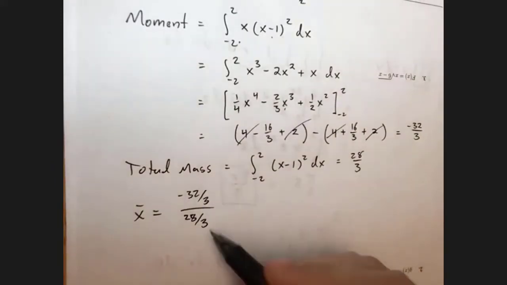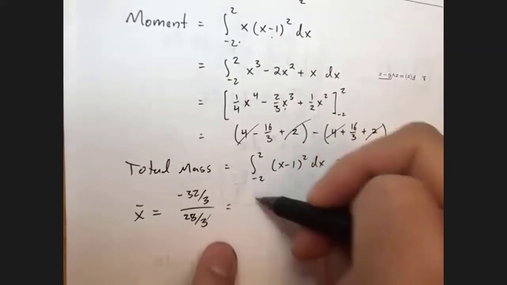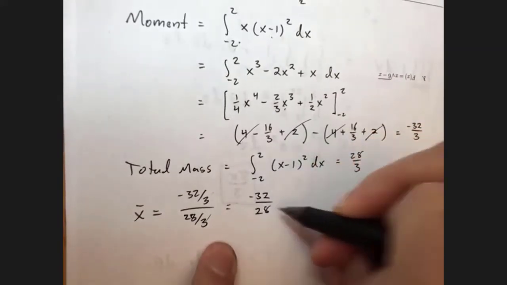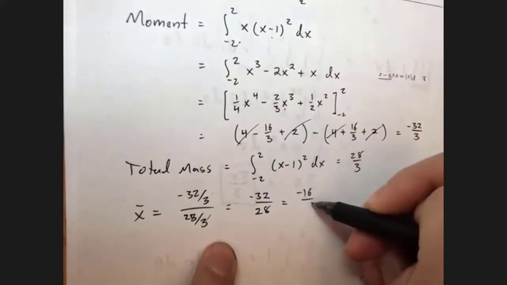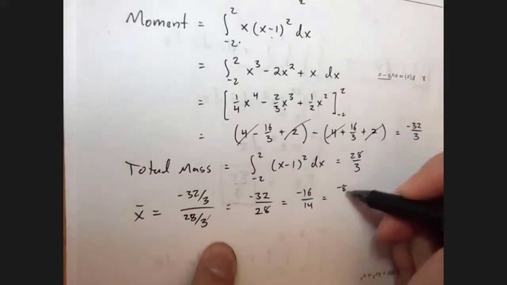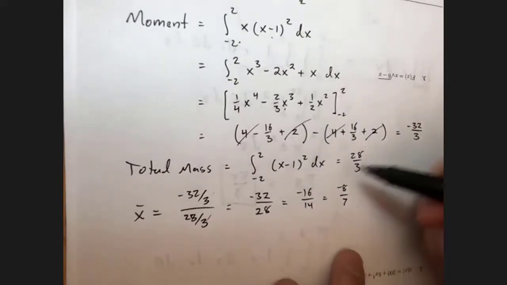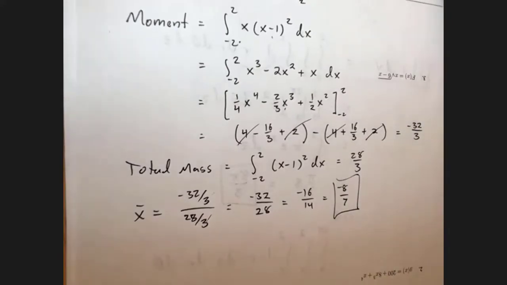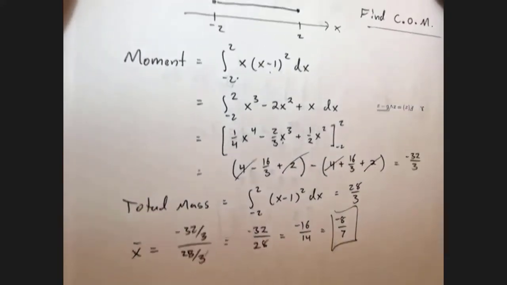Well, the 3's cancel here. So this is just -32 over 28, which is -16 over 14. Just divide by 2 again, -8 over 7. -8 sevenths. Now, where does that look like? What does that look like in the picture?